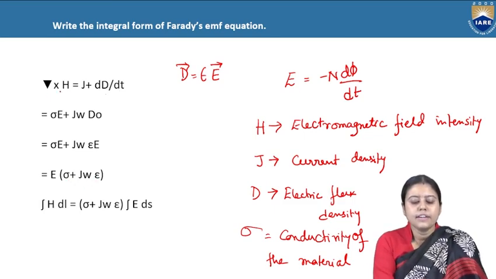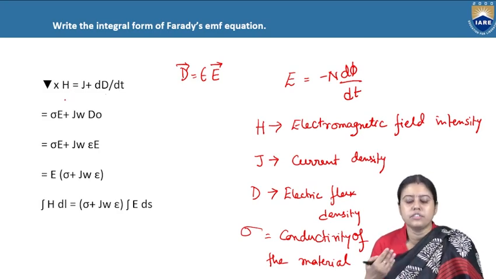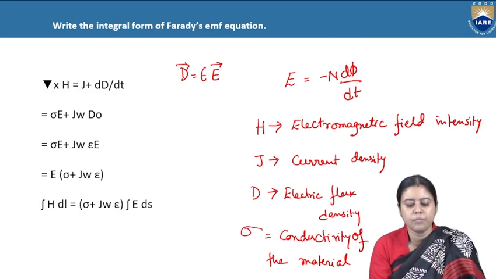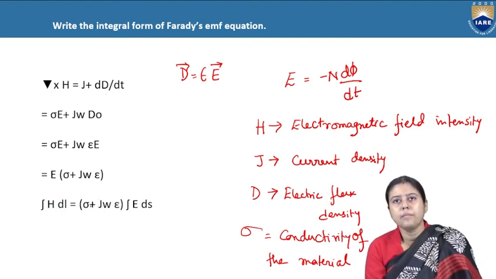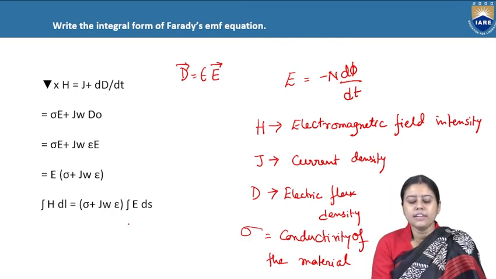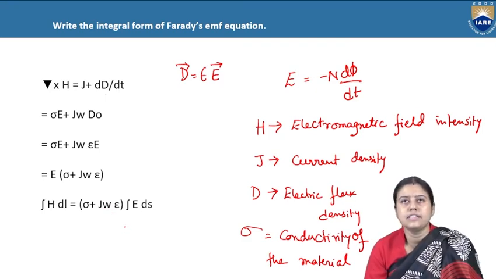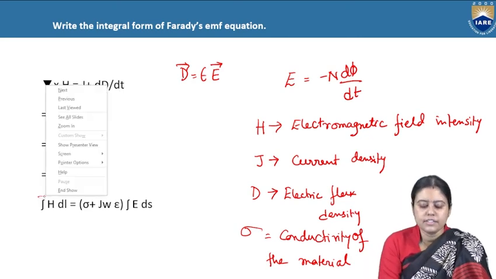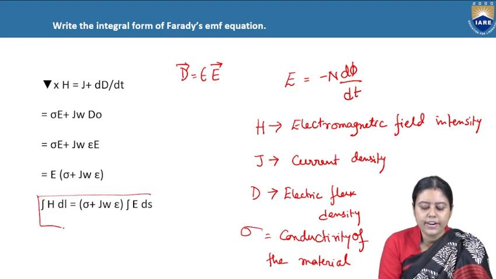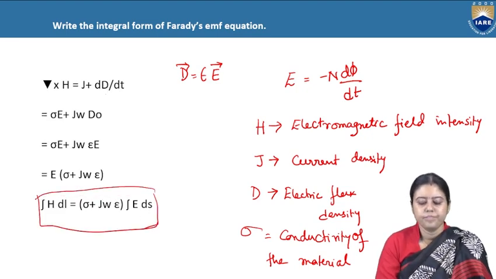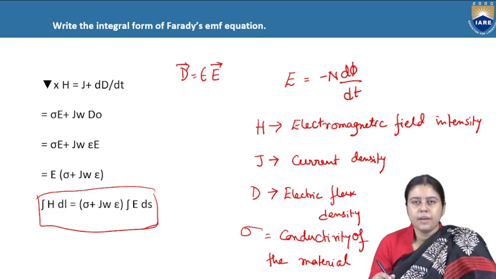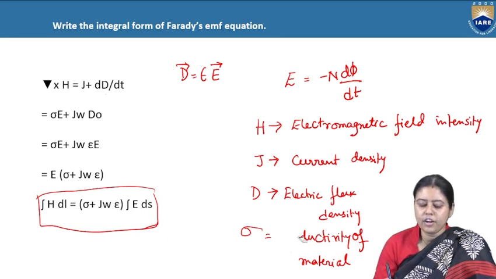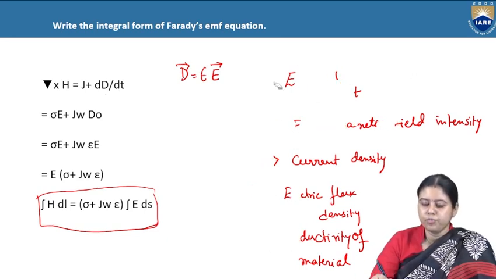So what is grad cross H? If we change according to the Stokes theorem, if we take integration on both sides, we can get the integral of H dot dl is equal to the integral of (sigma plus j omega epsilon) E dot ds, and this is the integral form of the Faraday's equation. This is the integral form of the Faraday's equation. Integration of H dot dl equals sigma plus j omega epsilon E dot ds, or otherwise I can prove this also.